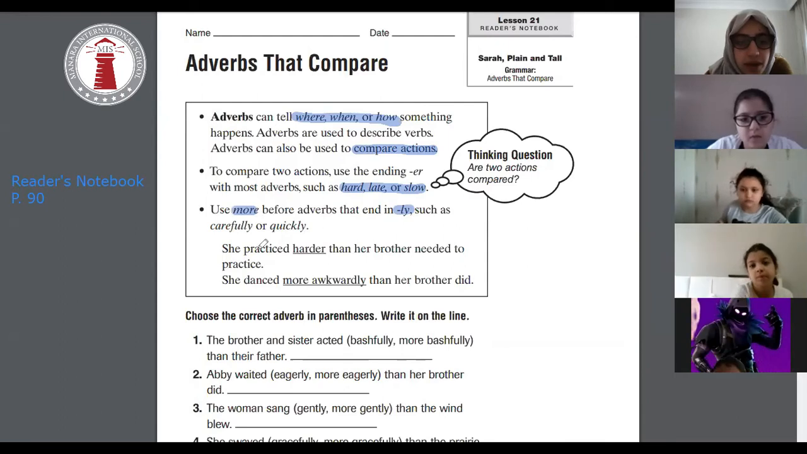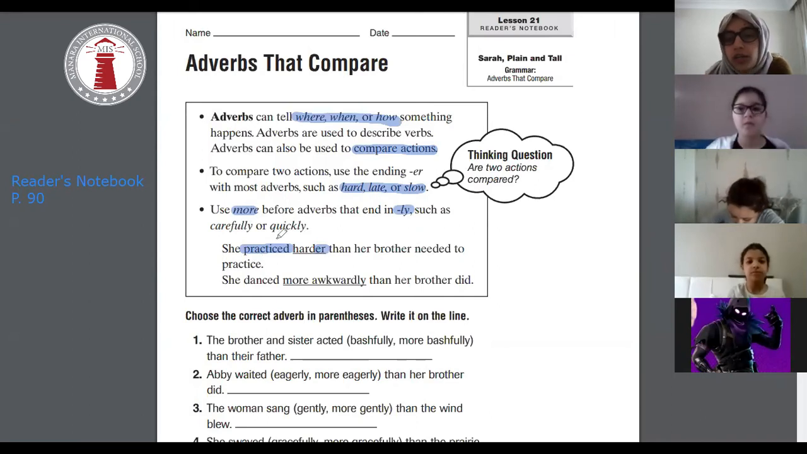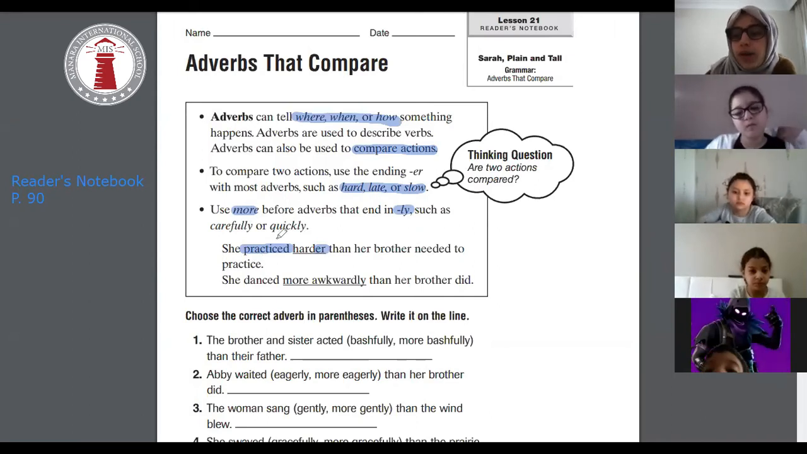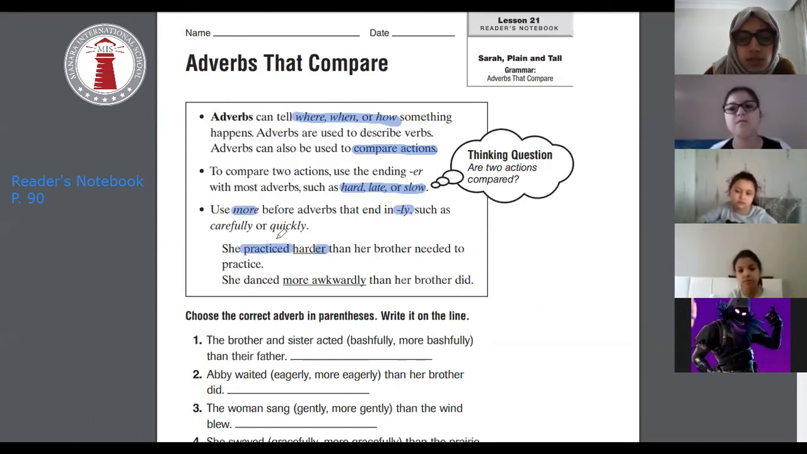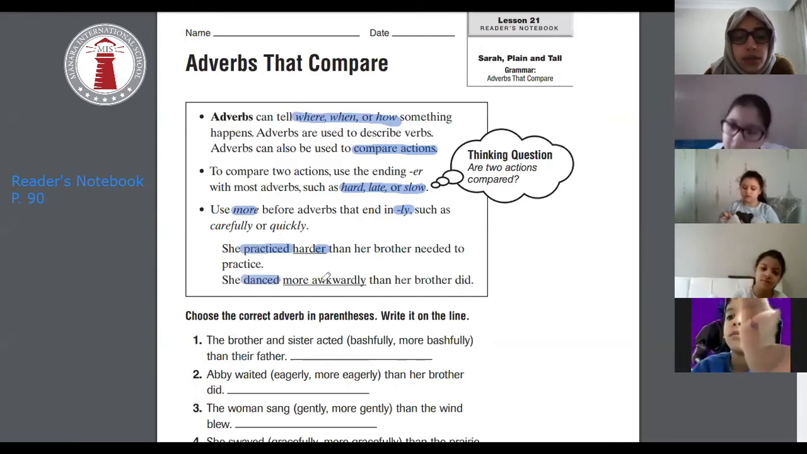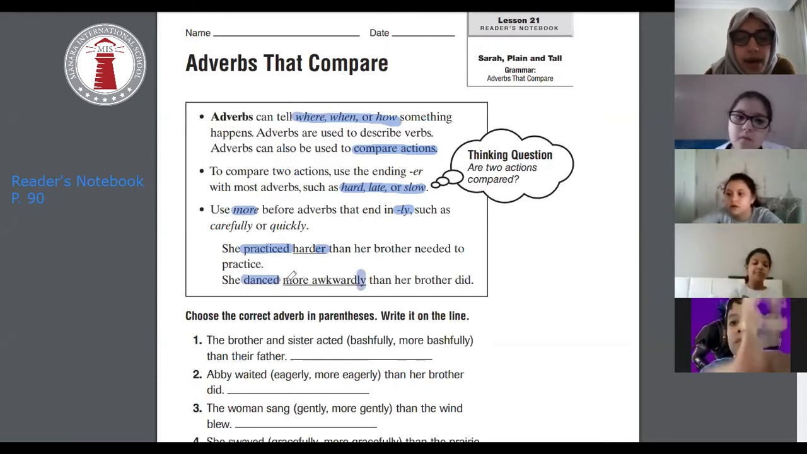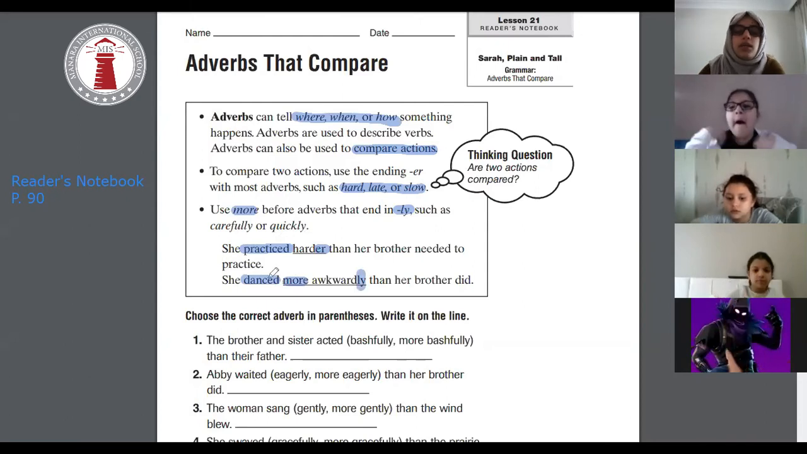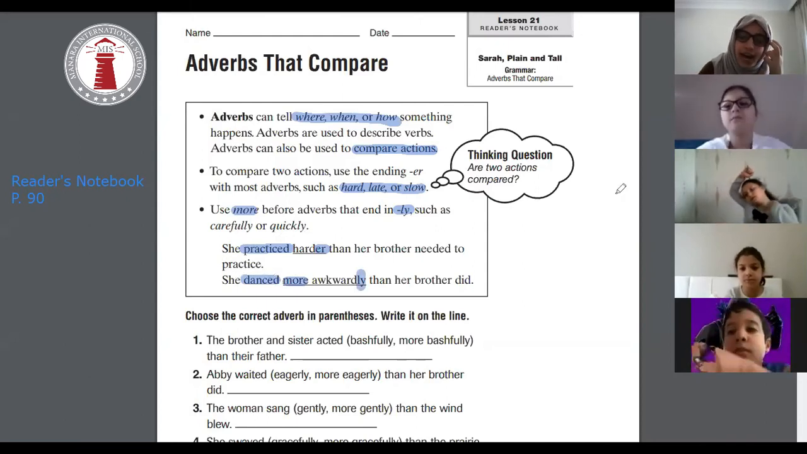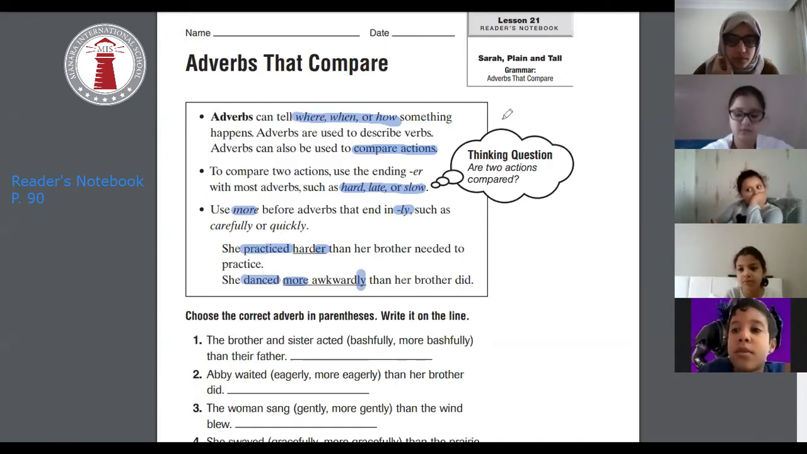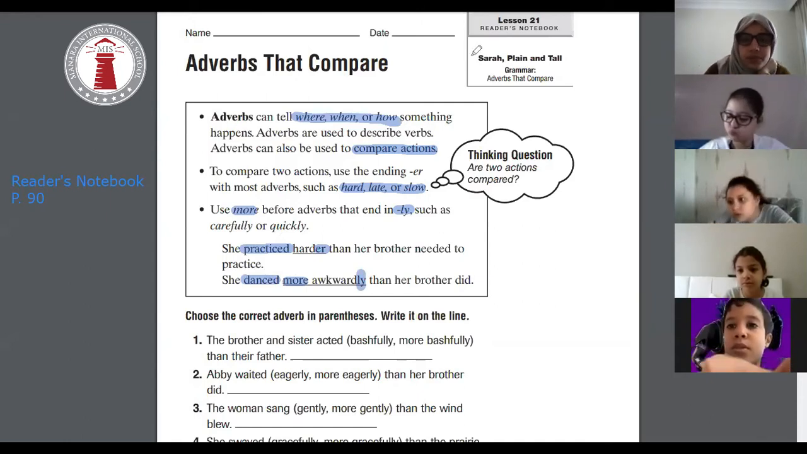So for example, she practiced harder, we're adding ER, than her brother needed to practice. So we're comparing her practicing to her brother's practicing. We're comparing two actions. Second one is she danced more awkwardly. Because we have ly, we added more, and we're comparing the action of dancing for her and her brother. So first question.